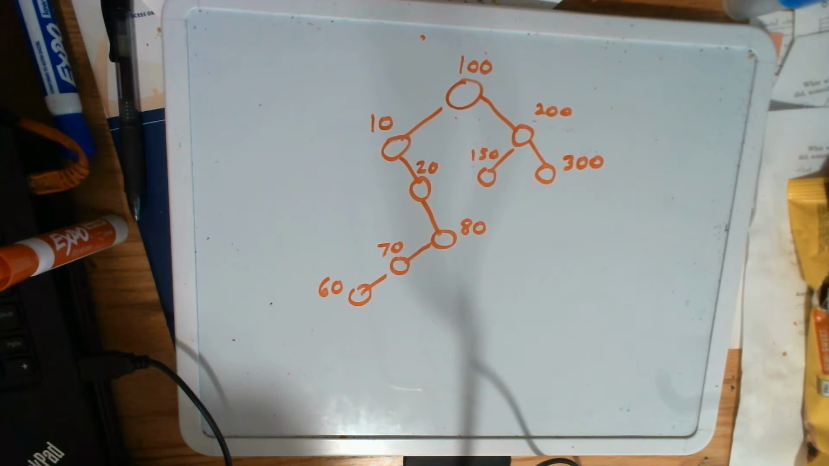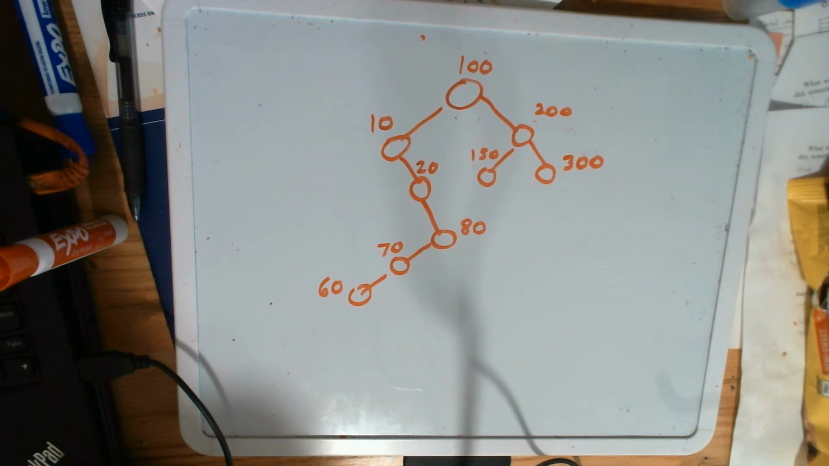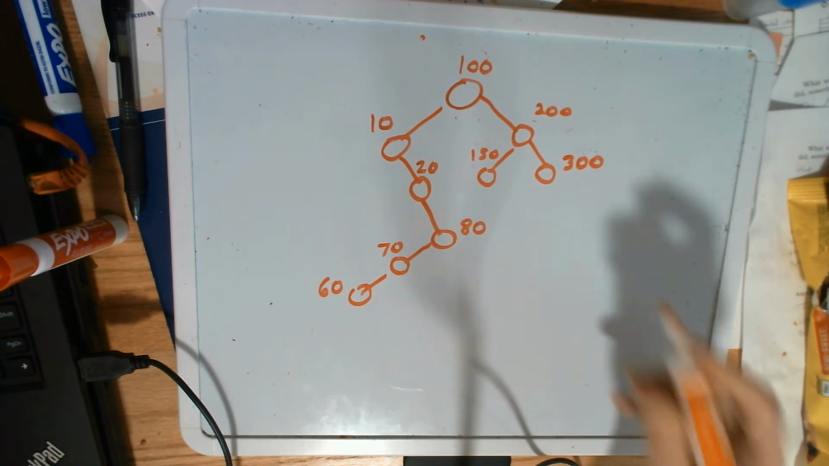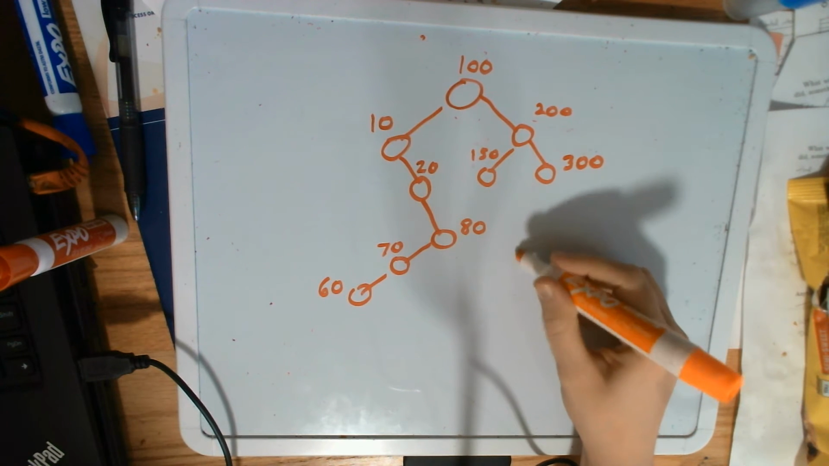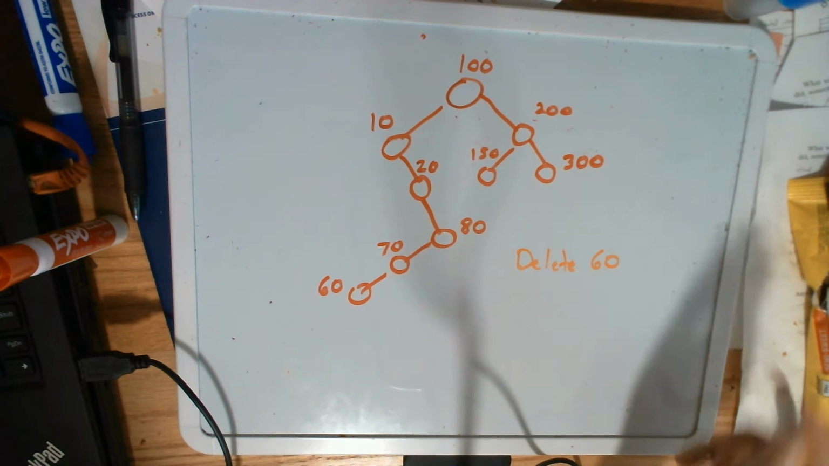Let's talk a little more slowly than we did in class about how we delete nodes from a binary search tree. So here I have a binary search tree with integer information in the nodes that I've labeled here. So let's think about how we would delete various nodes from this tree. So let's say we want to delete 60.